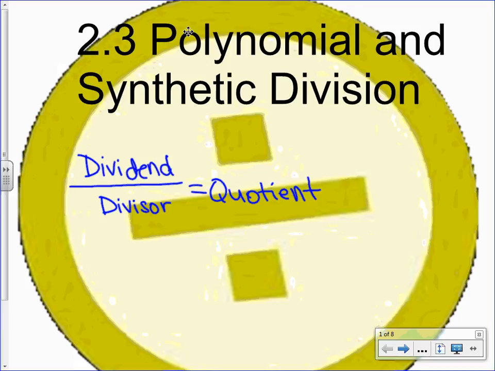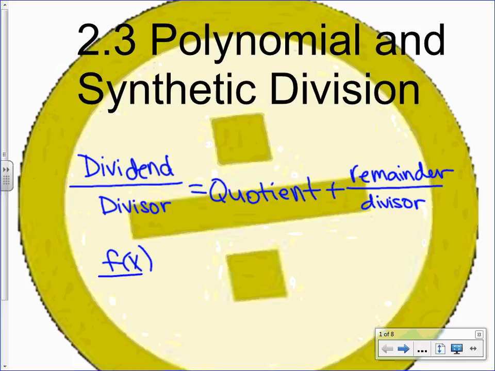And what do you do if there's a remainder? You add the remainder over the divisor. Now I'm going to give these some function names. We're doing this with polynomials, so I'm going to give these names like I would functions. I'm going to call our dividend f of x, our divisor d of x, our quotient q of x, and our remainder r of x.